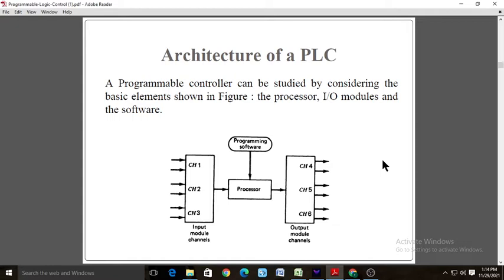Here you can see on your screen that the PLC has a processor, an input module and an output module, and inside this processor we have programming software.